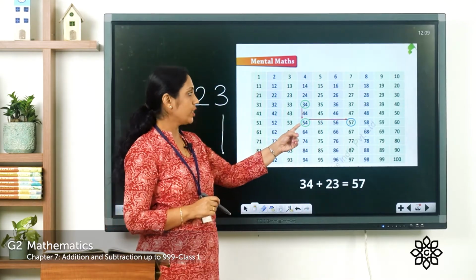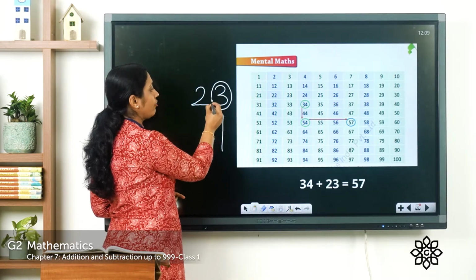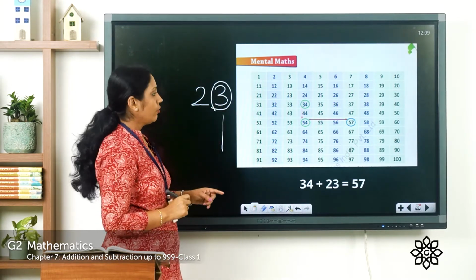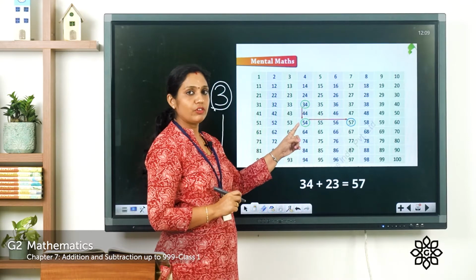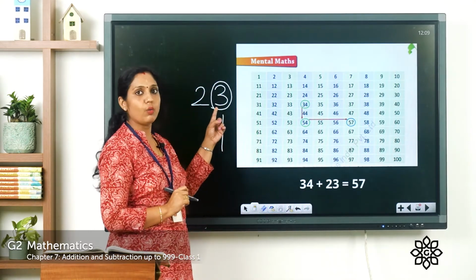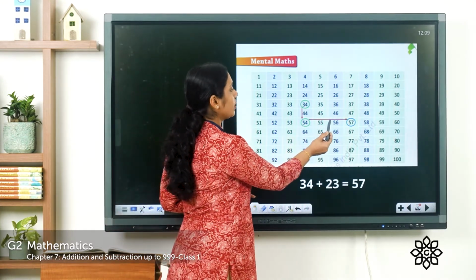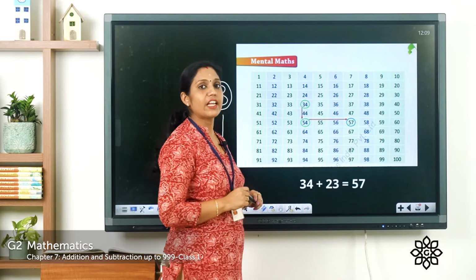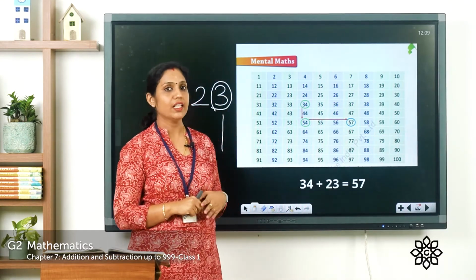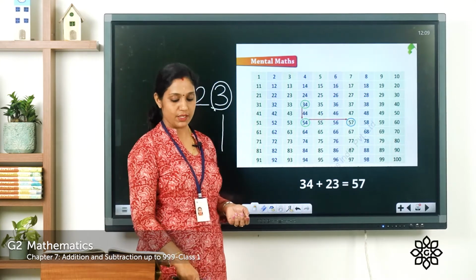Now once you have reached 54, next we will take the ones place. In the ones place we have here 3 ones. We have reached 54. From 54 we have to move right 3 steps because here our ones place is 3. So from 54 we move 1, 2, 3. 3 steps and we reach the number 57. This is how we can do mental math. Let's do some more examples.